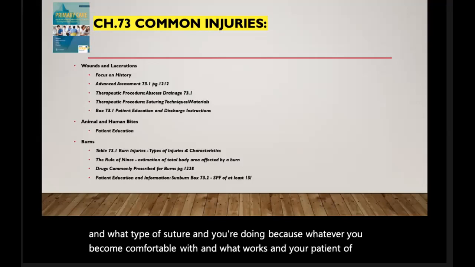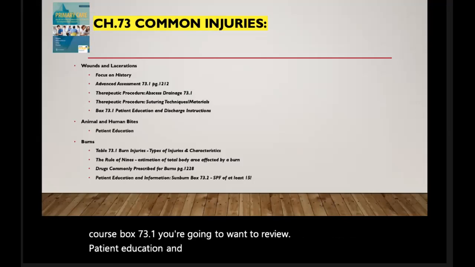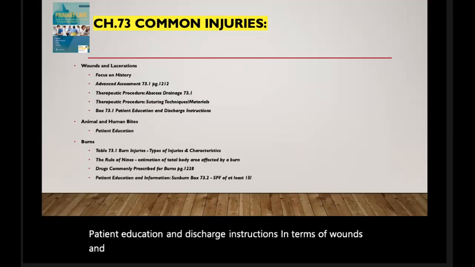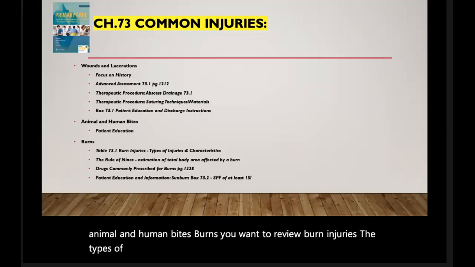Box 73.1, you're going to want to review patient education and discharge instructions in terms of wounds and lacerations. Definitely review patient education in terms of animal and human bites. Burns, you want to review burn injuries, the types of injuries and their characteristics.